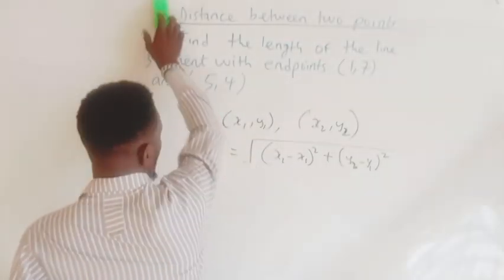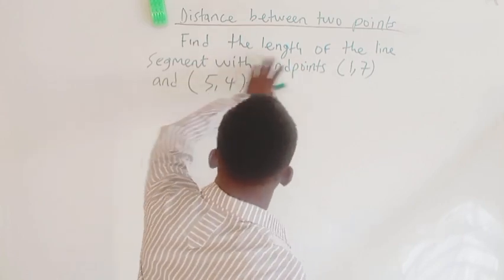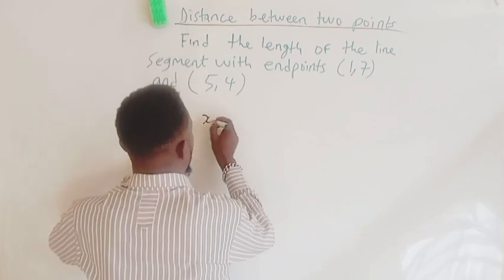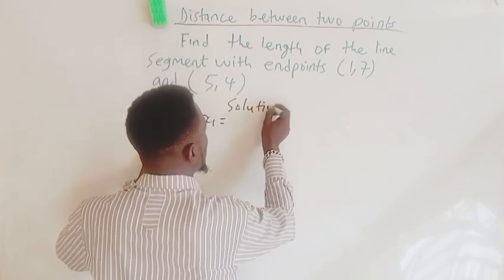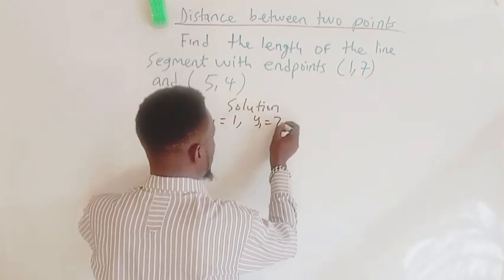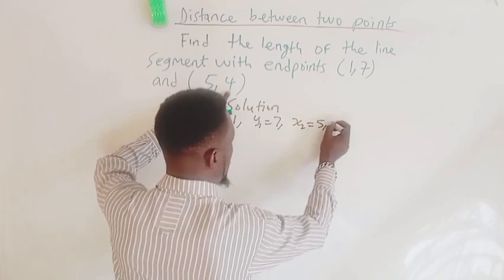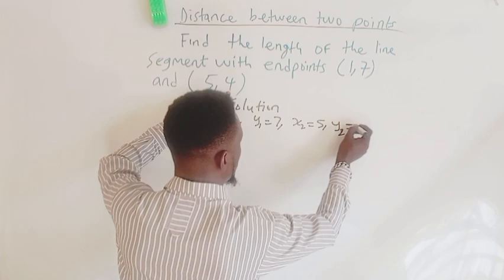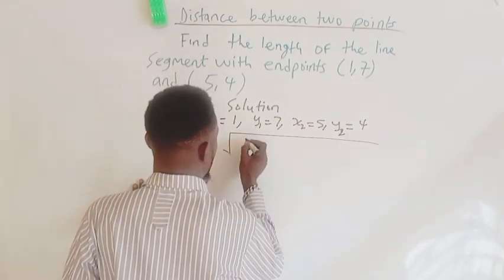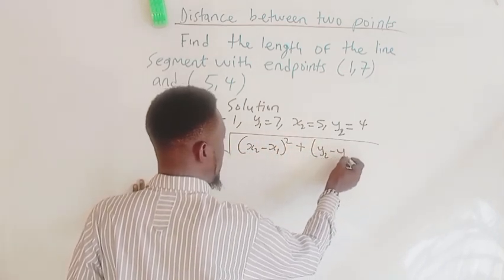So let me clean up these things here. So the question says, find the length of the line segment with endpoints. Let me write the solution. Remember, this is our x1, this is our y1. So x1 is 1, and y1 is 7. Our x2 is 5, and our y2 is 4. Okay, and the formula we're going to use is the square root of (x2 minus x1) all squared plus (y2 minus y1) all squared.